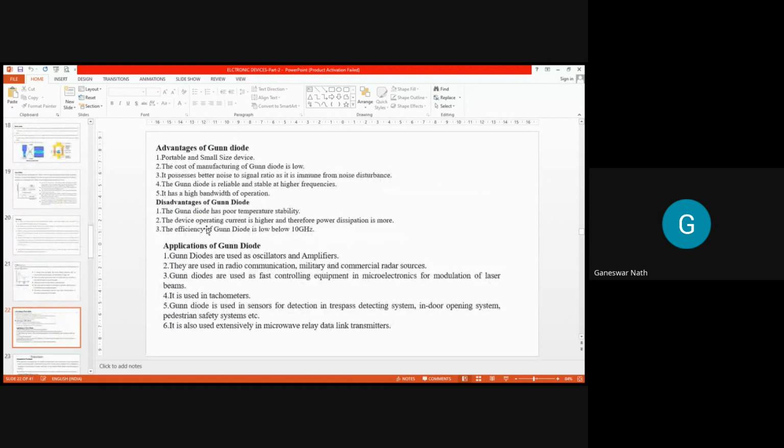Now, coming to some advantages, it has a portable and small size. The cost of manufacturing the Gunn diode is low.